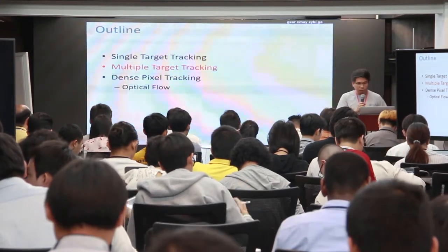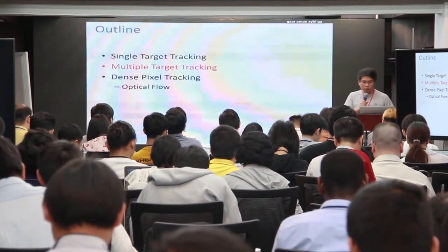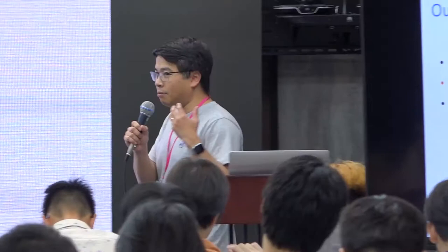As one of the examples that you saw with my son. Okay, so now I'm going to talk about multiple target tracking, where you have multiple targets that you want to track. The next level would be dense pixel tracking, where you want to track the movement of every single pixel, and this is called optical flow. I don't have time to talk about optical flow, but I'm going to give you a very brief introduction on multiple target tracking.